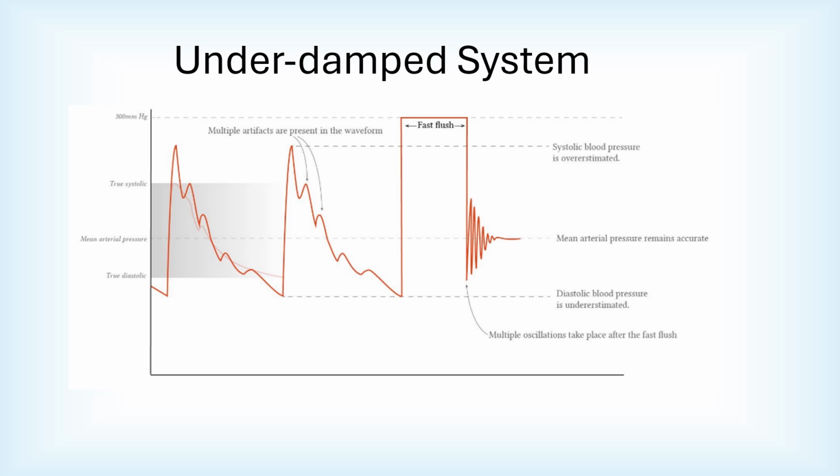In an underdamped system, you would likely see multiple artifacts in the waveform, but sometimes it's not obvious. If you were to fast flush, you would note an increase in oscillations following the flush due to the reduced damping permitting less dissipation of energy.